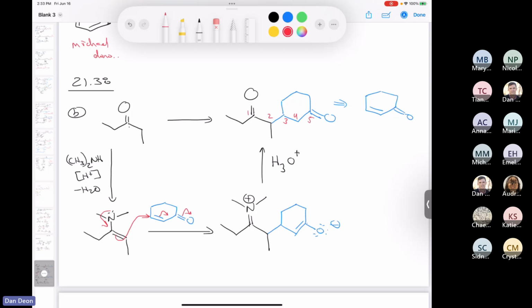At the end of this chapter, the textbook has a little blurb about counting the distance between carbonyls and what strategy you would use. So don't worry, there's a neat little summary about this at the end of the chapter, and we'll take a look at that in just a few minutes.